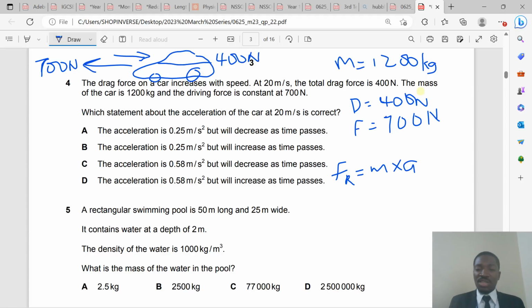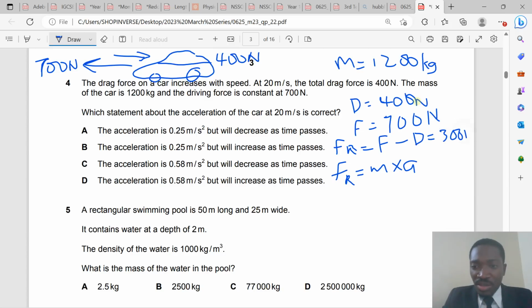So how do you get the resultant force now? We take the difference, 700 minus 400 will give us the resultant force. The resultant force will be the driving force minus drag. That will be 700 minus 400, and that will give us 300 Newton. That's the resultant force. Now let's substitute this value. The resultant force is 300 Newton.